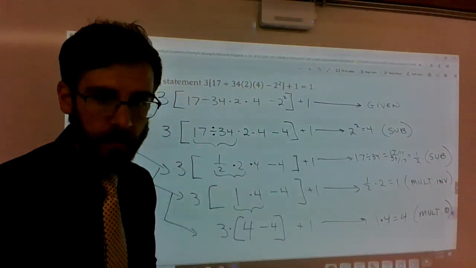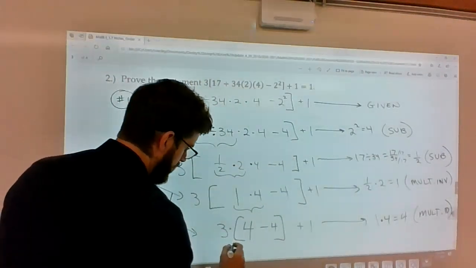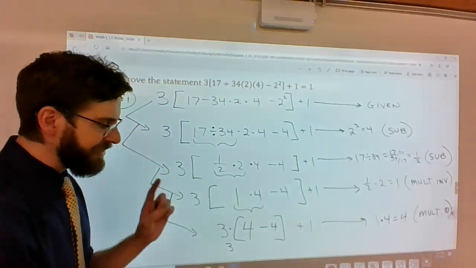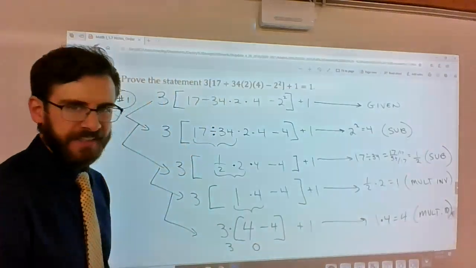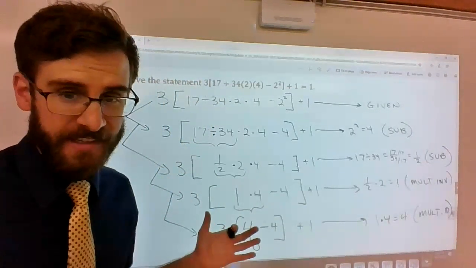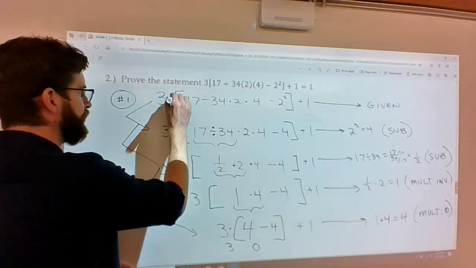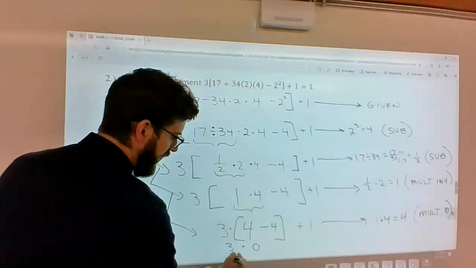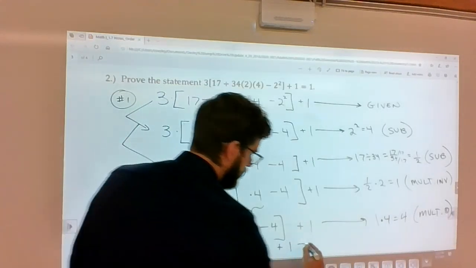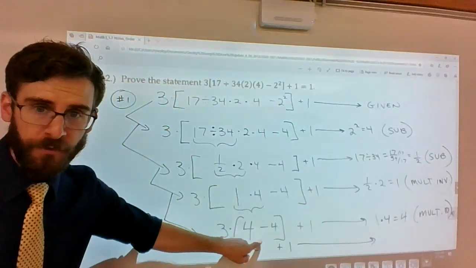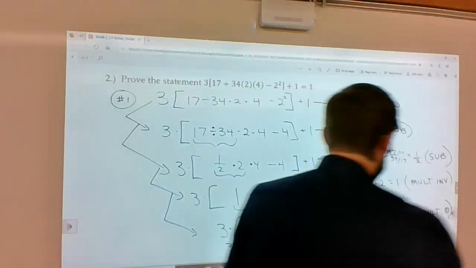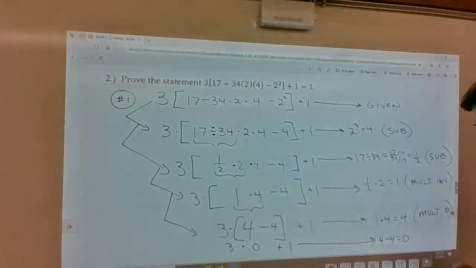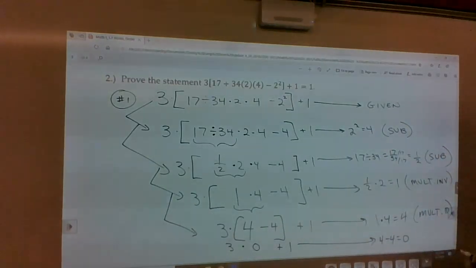All right, so now we're getting close to the bottom. 4 minus 4 is 0. And at this point, if there's a single number inside the brackets, I'm just going to ditch the brackets and say multiplication, because this whole thing was 3 times whatever was inside the brackets. So 3 times 0 plus 1. 4 minus 4 equals 0 was the move we made on that step. And if you check your list, it's additive inverse.